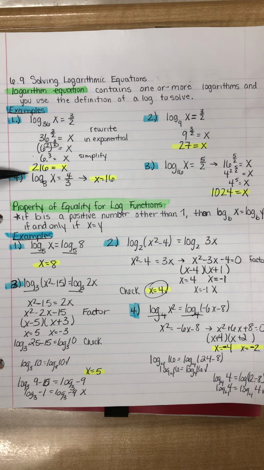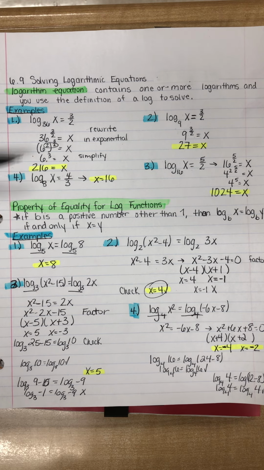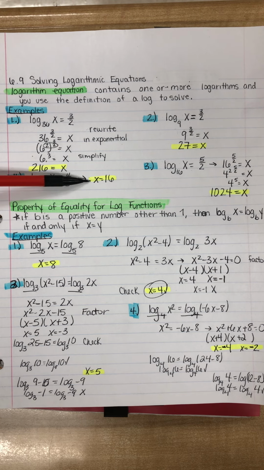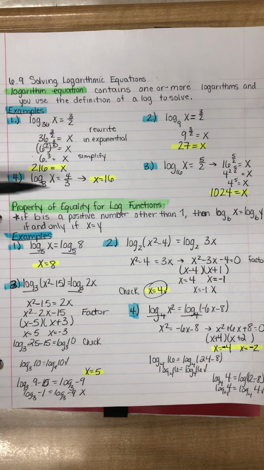Last one, log base 8 of x equals 4 thirds. Rewrite in exponential form. Do whichever way you want. See if you get the same answer as I do. I got x equals 16. See if you got the same thing. Okay? That's the first part.